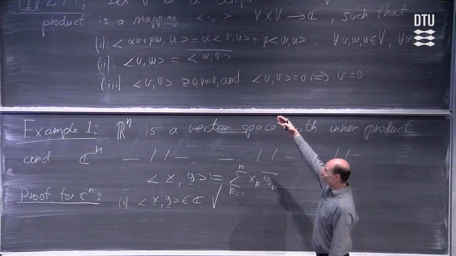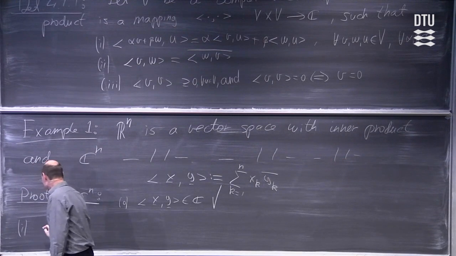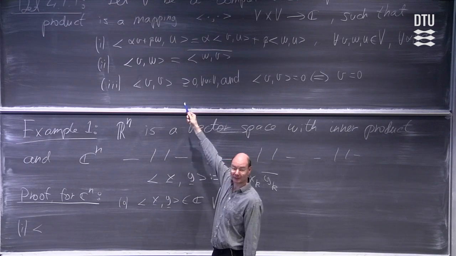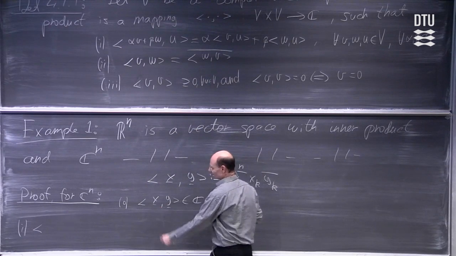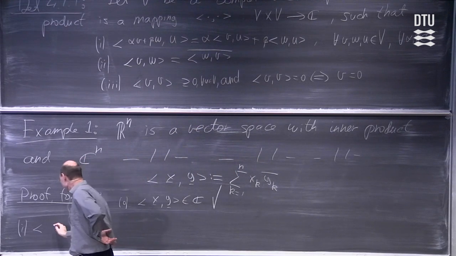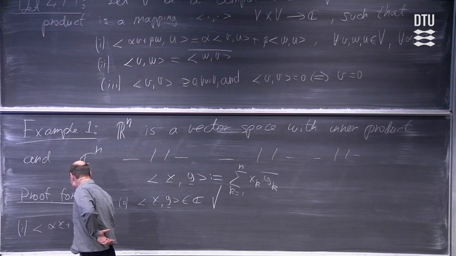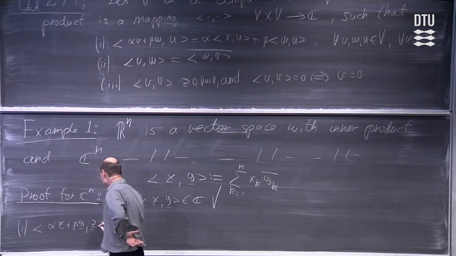So now we have to go through 1, 2, 3. So let's take them one by one. So let's look at the linearity. So this is alpha V plus beta W inner product with U. Now where we're dealing with sequences, I think the natural notation would be to say alpha times the vector X plus beta times the vector Y inner product with some vector C.